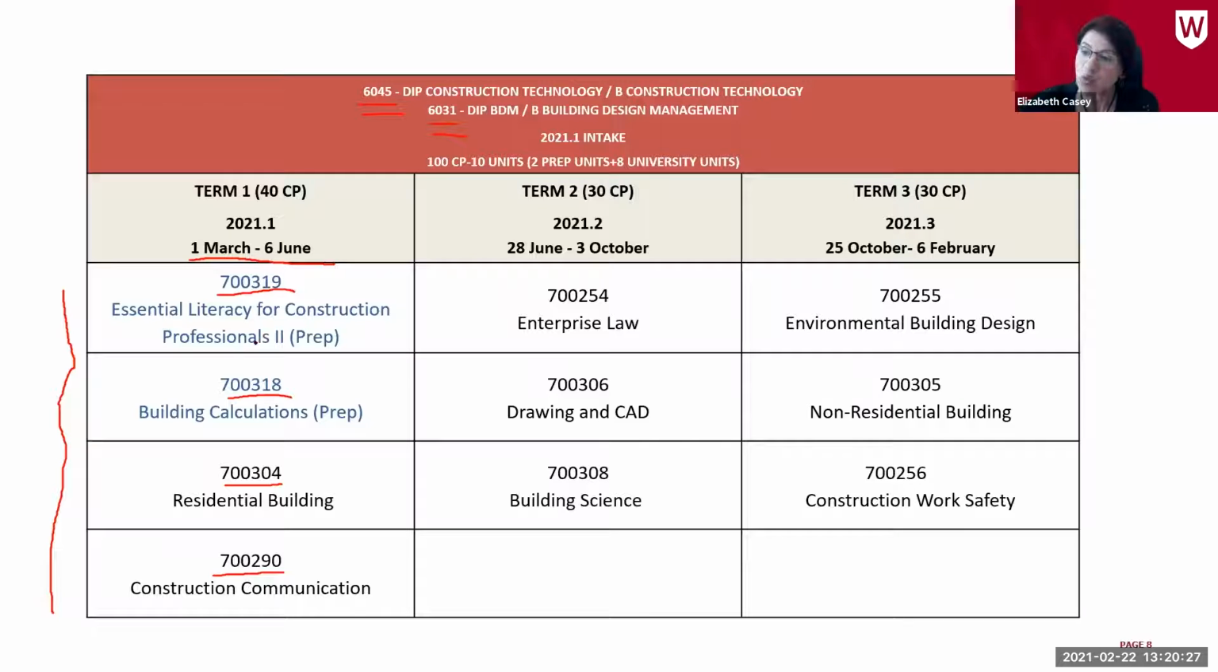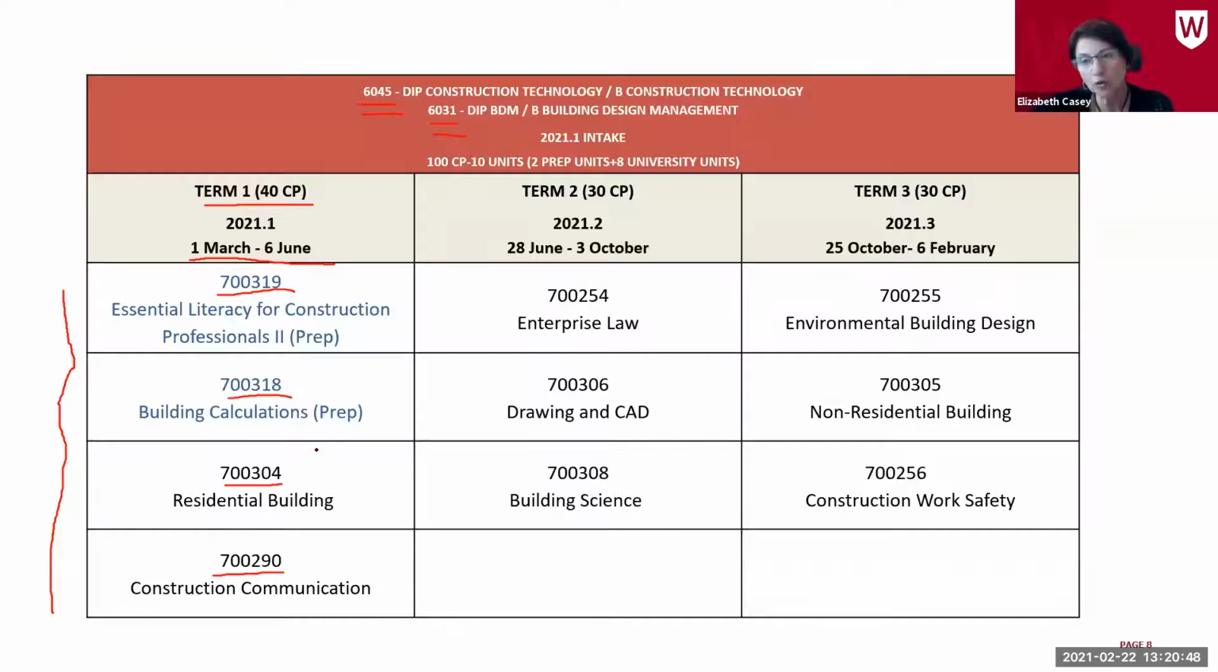Okay. Each one of these units or subjects is worth 10 credit points. So up the top here, we've got term 1, 40 credit points. So term 1 is your heaviest workload, your heaviest study load in terms of your hours, your face-to-face hours.